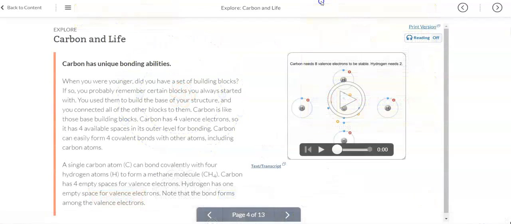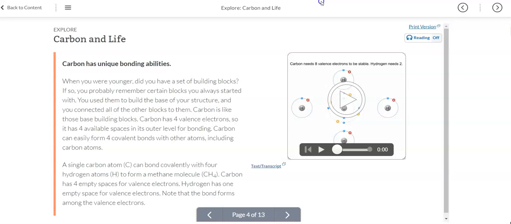Carbon has unique bonding abilities. When you were younger, did you have a set of building blocks? If so, you probably remember certain blocks you always started with. You used them to build the base of your structure, and you connected all of the other blocks to them. Carbon is like those base building blocks.